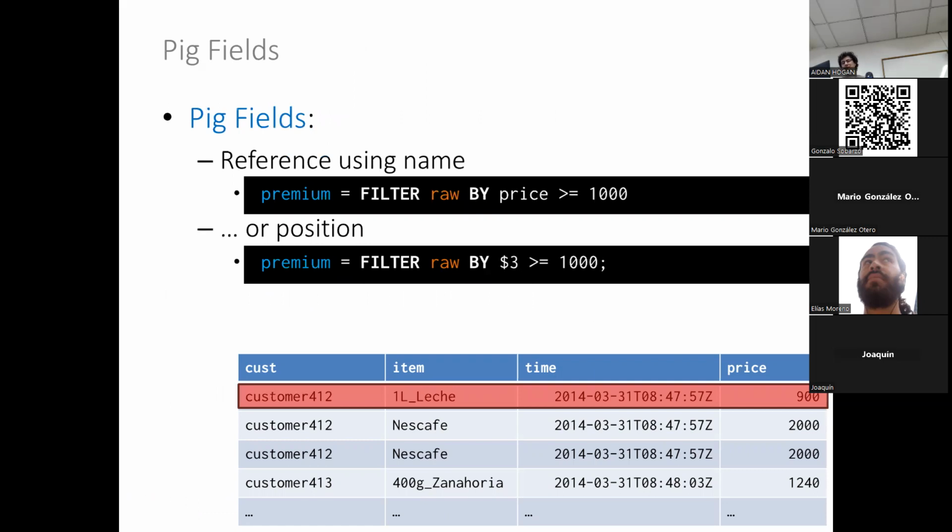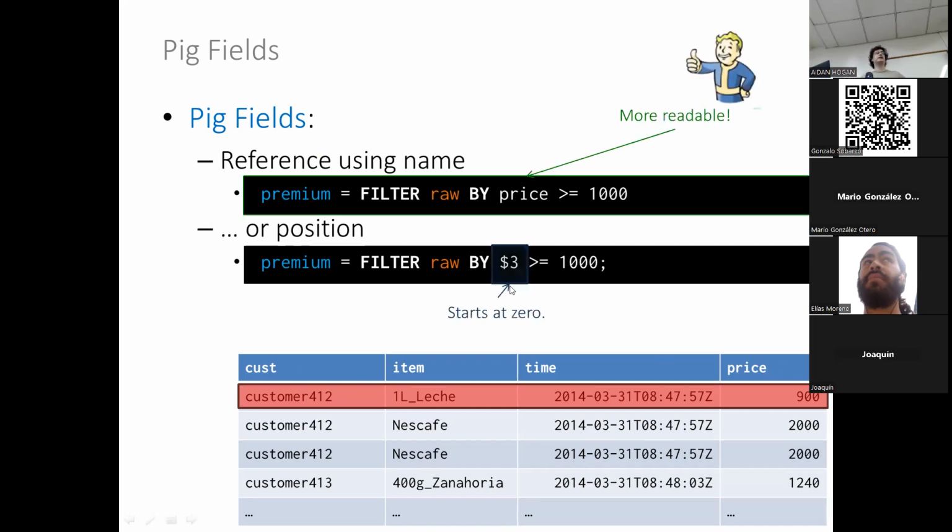So we have two ways to reference fields, or attributes or columns. We can reference by name, so for example here we say price, or we can reference by position. Here we say $3. If we count here, we see this is the fourth column, so we can deduce that $3 starts at 0.